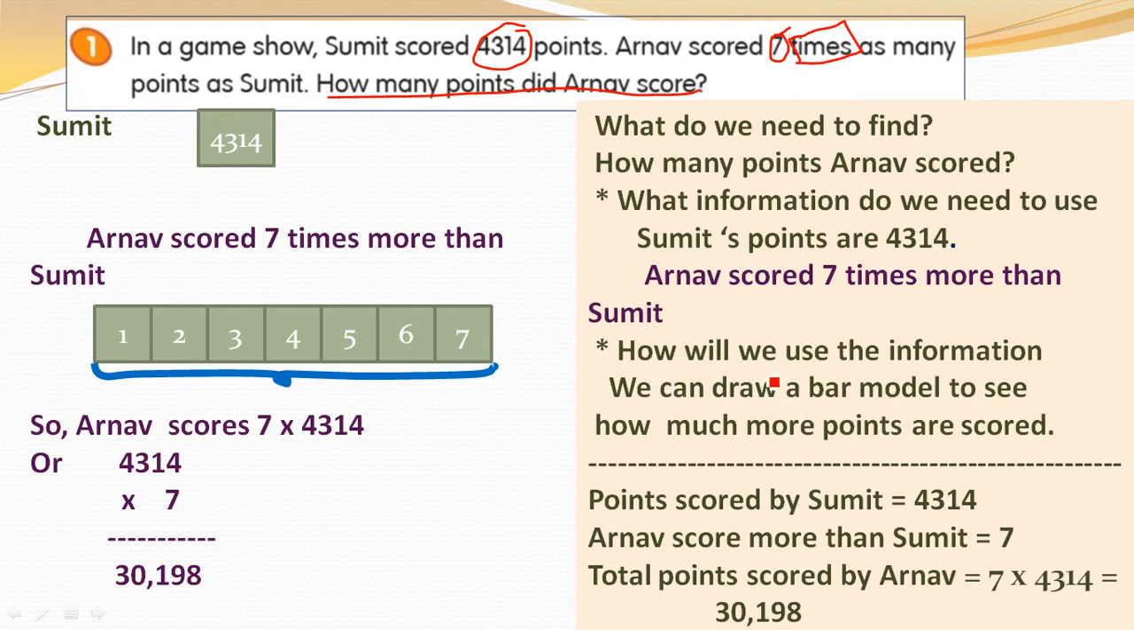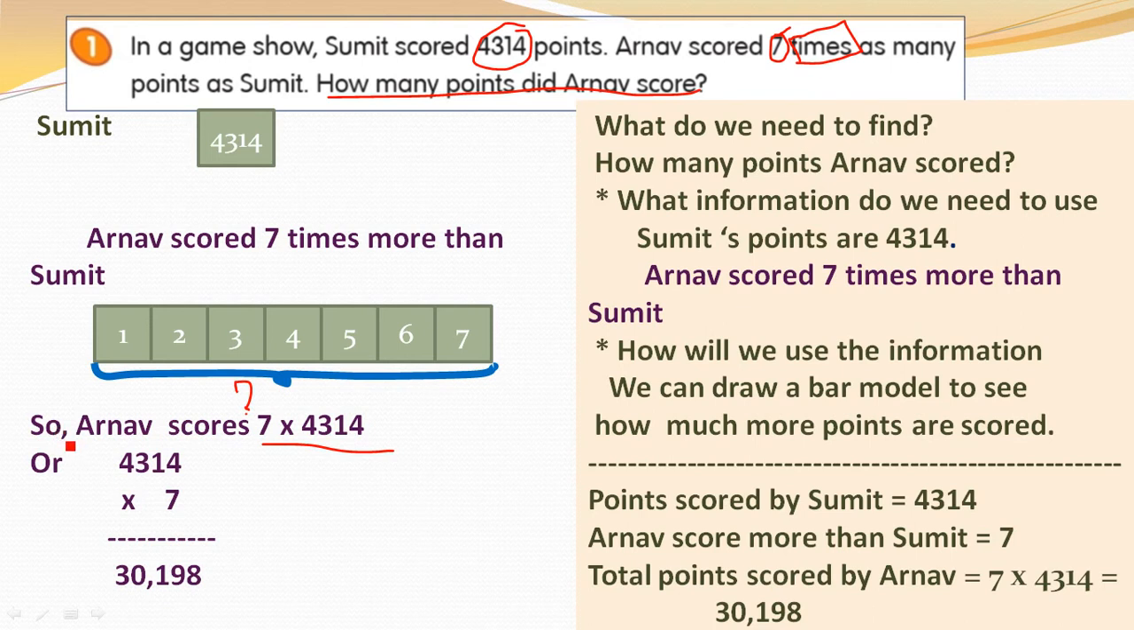So how will we use the information? We can draw a bar model to see how many more points are scored. Let us draw a bar model. Sumit has scored these many points. Arnav scored 7 times more than Sumit. So we are going to draw 7 bars. And now we have to find how much this is. So Arnav scores 7 times 4,314.